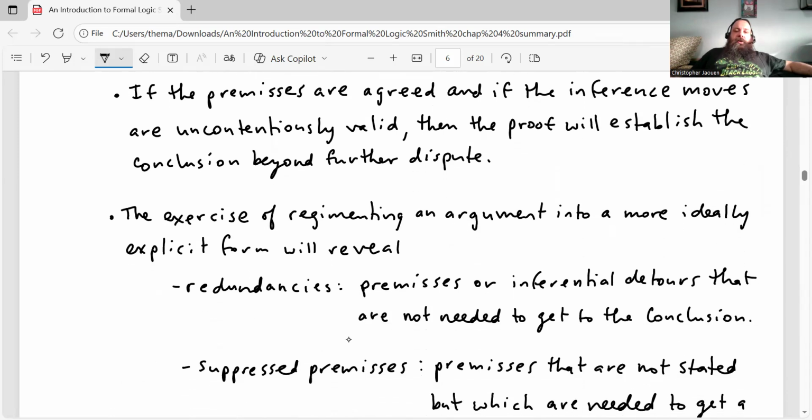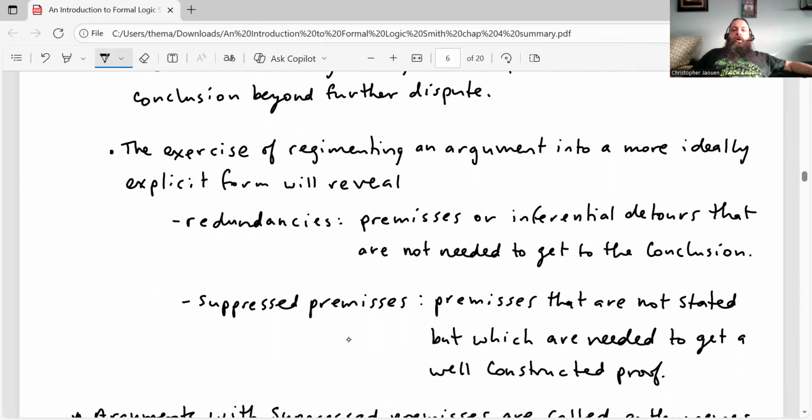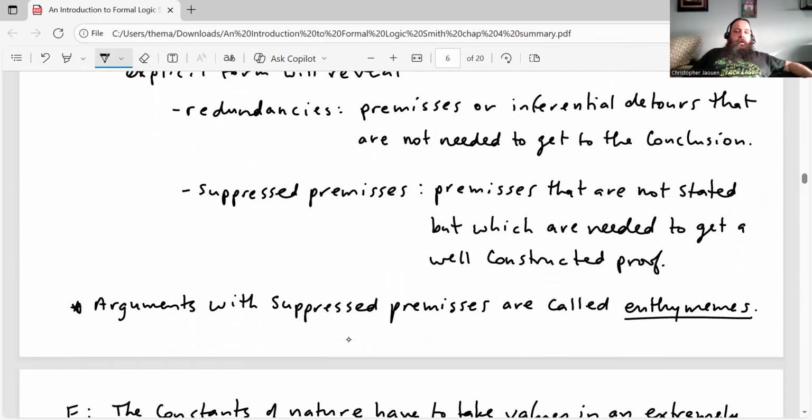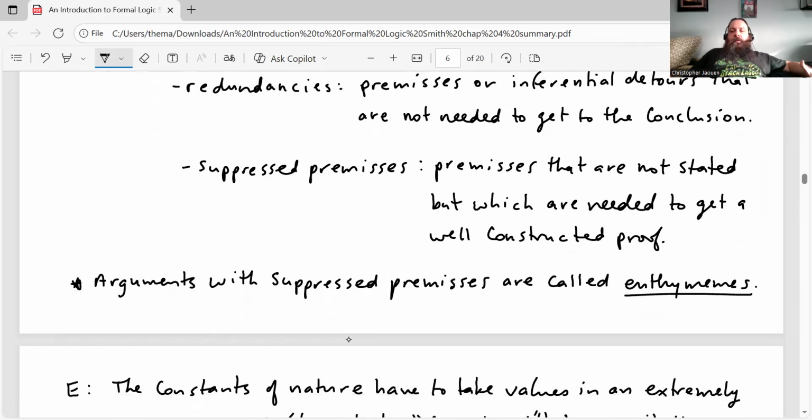The exercise of regimenting an argument into a more ideally explicit form will reveal one, redundancies, so premises or inferential detours that are not needed to get to the conclusion, and also two, which is important as well, suppressed premises, meaning premises that are not stated but which are needed to get a well-constructed proof. Arguments with suppressed premises are called enthymemes. We've mentioned this before in my notes for Copi and for Bergmann.